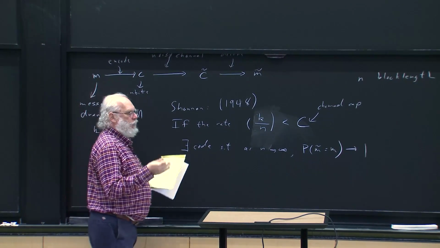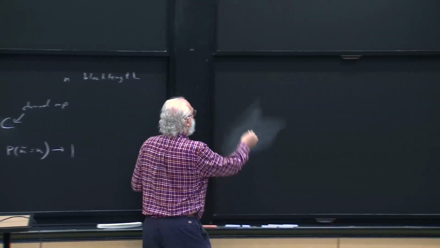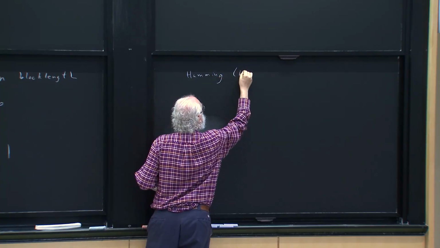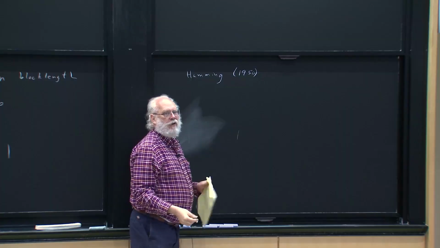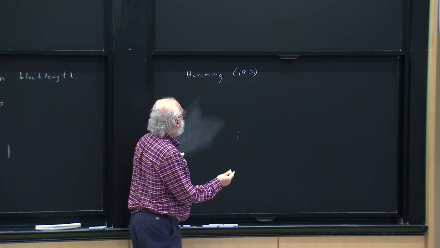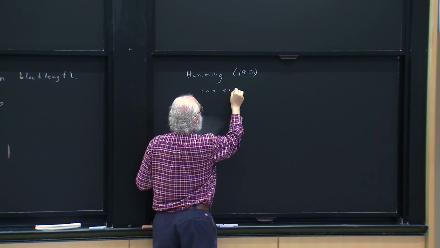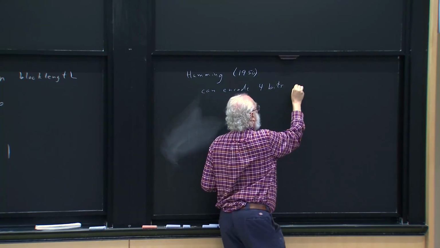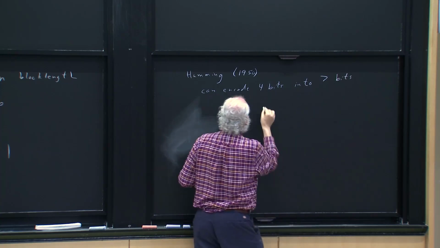Hamming found the first error-correcting code. Hamming, 1950, actually found a whole class of error-correcting codes, but in the first part of the talk, I'll just talk about the simplest one in this class. It can encode 4 bits into 7 bits and correct 1 error.